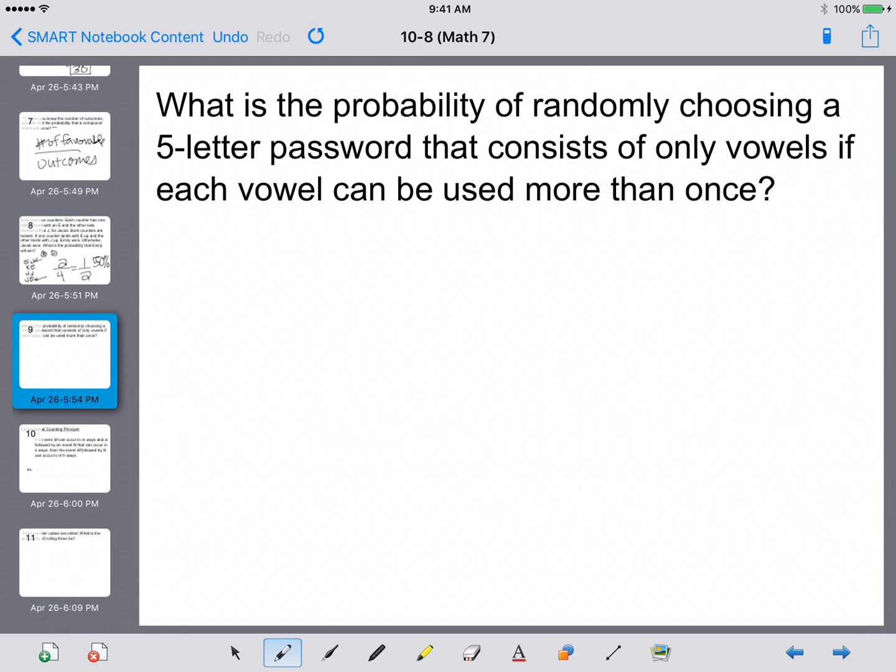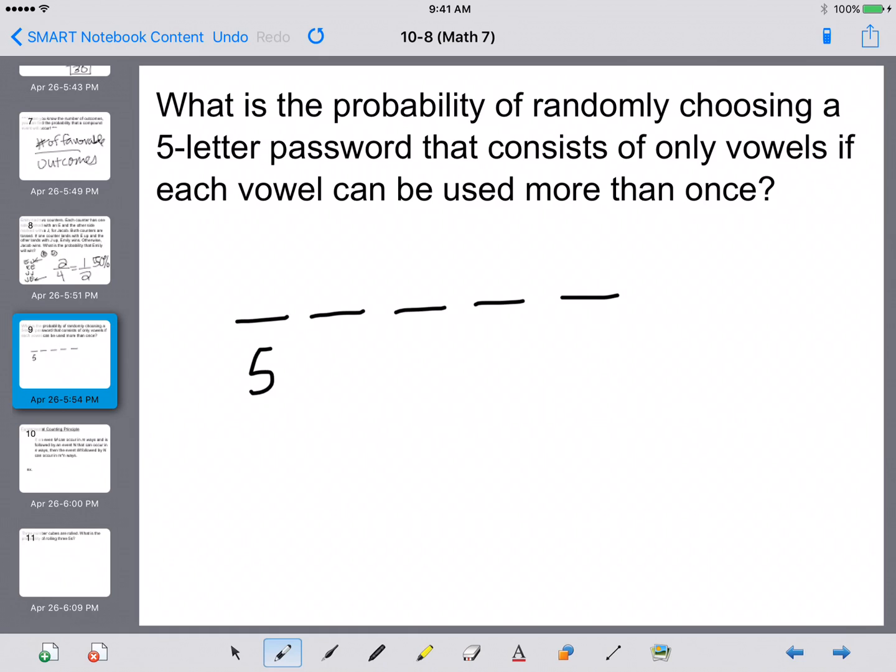Our next problem wants us to know the probability of choosing a 5-letter password that consists of only vowels, if each vowel can be used more than once. So we have a 5-letter password. So 1, 2, 3, 4, 5. We can only use vowels, so A, E, I, O, and U. There are 5 different vowels.